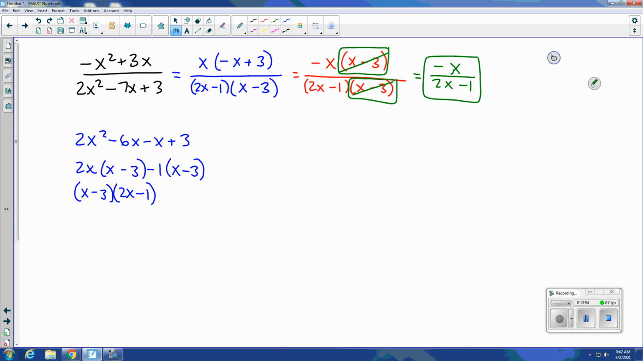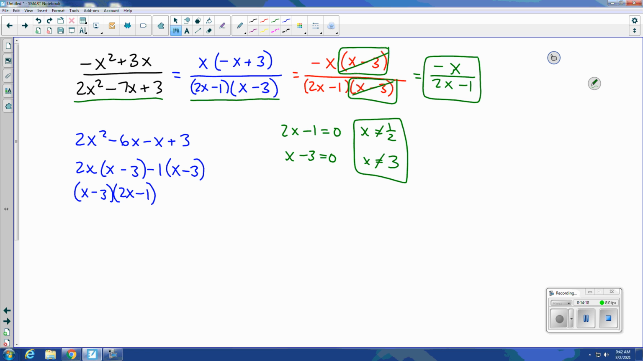To identify where the function is undefined, we solve the original quadratic. Factoring is a valid solution in this case. We've already factored it, so set each piece equal to 0. From the zero product property, we'll get x equals 1/2, x equals 3. And remember, that's not what they actually equal, but what they cannot equal. So there are the two values for which the expression is undefined, along with a simplified version of the original rational expression. So there's a video on how to simplify rational expressions.